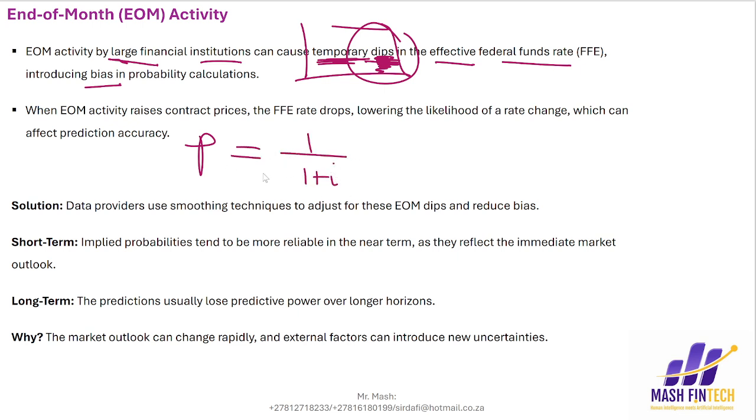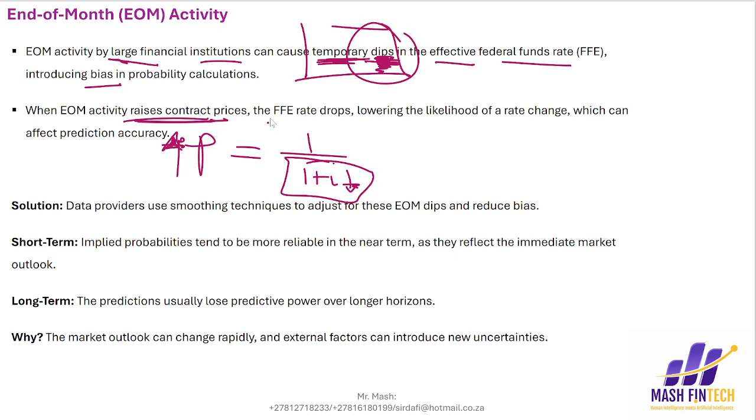Hence, there is a negative relationship with the interest rate. So if the effective federal funds rate takes a dip, it drops, it means the prices are going to go up because it's in the denominator here. It's going to raise the prices. And so the end of month activity is going to raise contract prices.